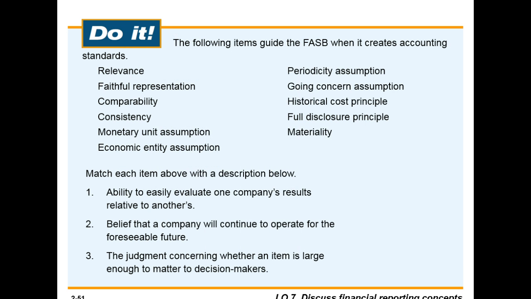Okay, so let's look at these various guidelines, these various principles, and then match them. Ability to easily evaluate one company's results relative to another. So what happens when we can do that between Delta and American? Compare. Belief that a company will continue to operate in the foreseeable future. What is that? Going concern. The judgment concerning whether an item is large enough to matter to decision makers. What is that? Materiality.